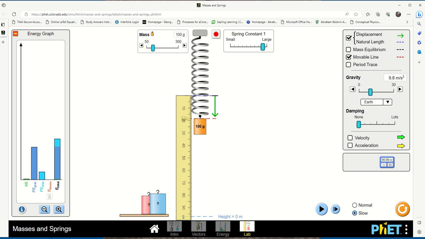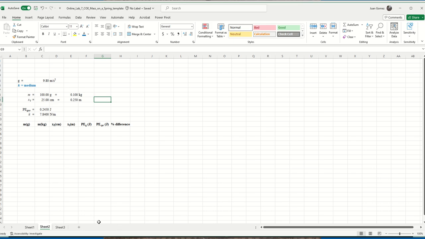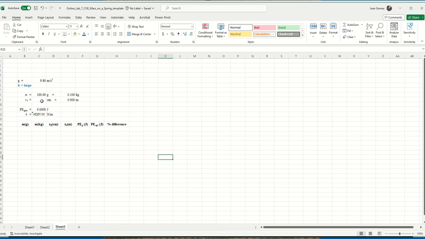Yeah, 18.5. So again, you go to the spreadsheet. Now I'm on sheet 3. My x_f was 18.5. Notice everything updated automatically. That's how you get your K values.